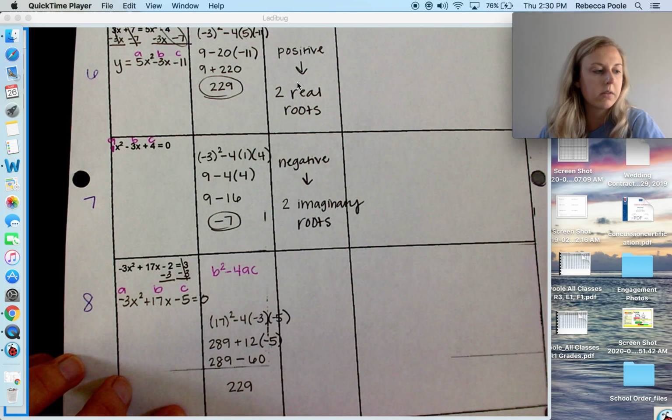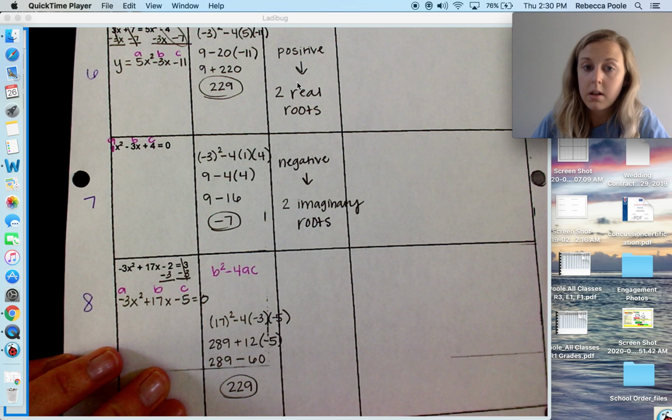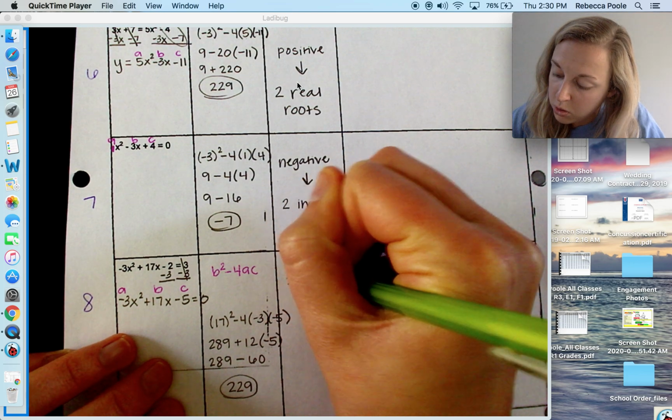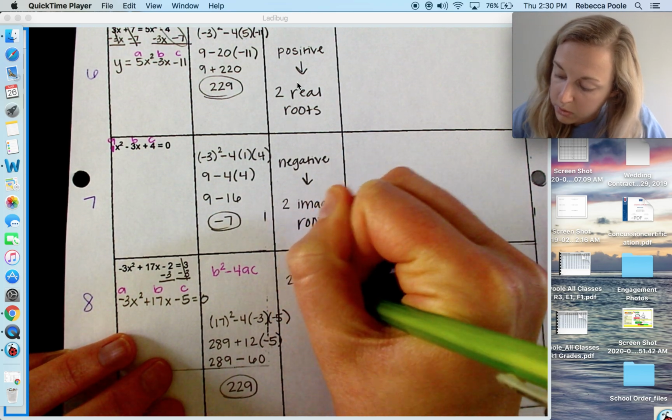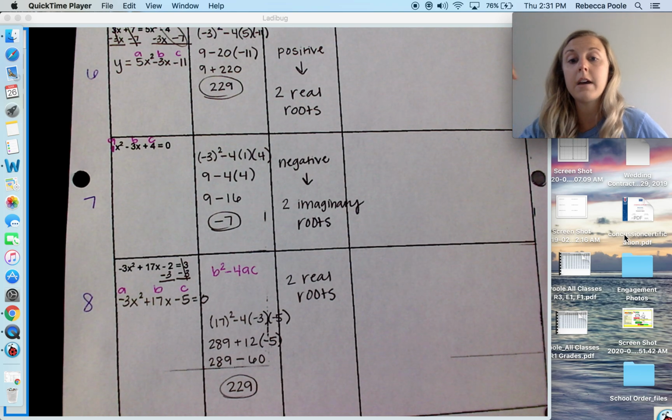Very interesting. Okay, so again, we got a positive discriminant. You know by now that if it's a positive discriminant, that means that we have 2 real roots on our graph. Sound good? All right, so this is how you would find the discriminant of a quadratic equation.